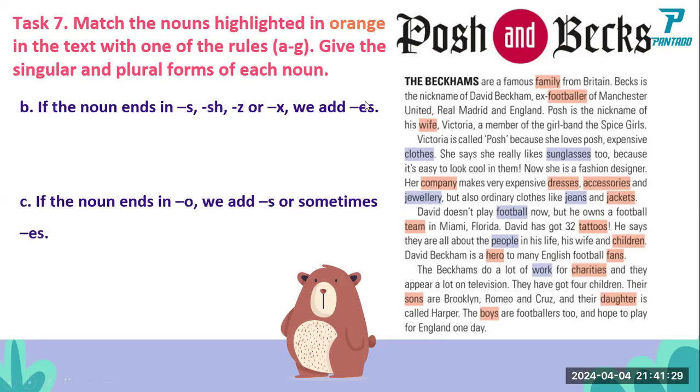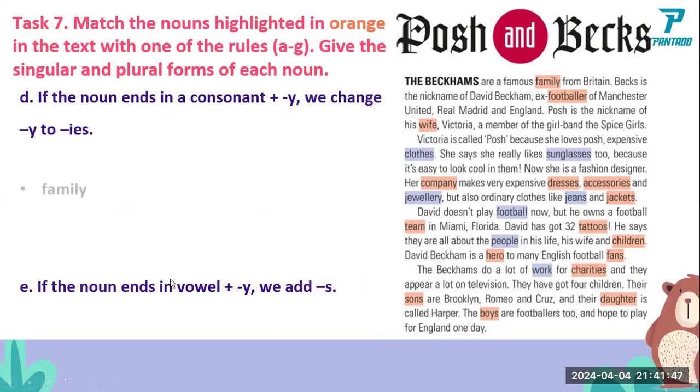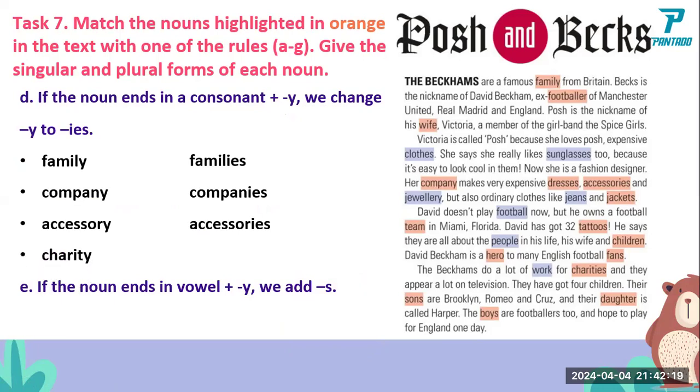If the noun ends in S, as we have here, like dress, it becomes dresses. Always remember. Tattoo becomes tattoos, you put S. Hero becomes heroes. If the noun ends in Y, family, what will happen? Families. Very good. Company, what will you do? Companies. Accessory, accessories with IES. Charity, charities. Boy, what will you do with boy? Boys.